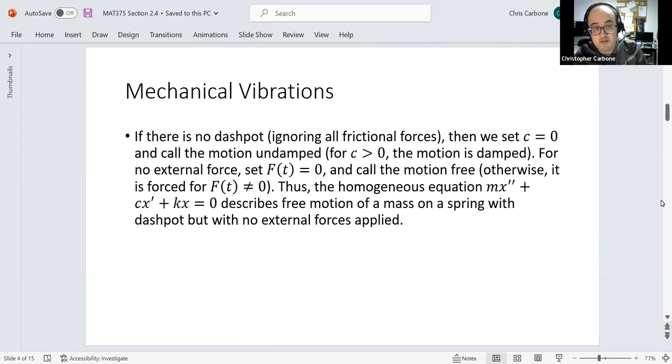But if there's no dashpot, and ignoring the frictional forces, we could set C to be zero and call this motion undamped. If C is greater than zero, the motion is damped. For no external force, we would set F of t equal to zero and call that motion free. Otherwise, it is forced, where F of t is not zero. Thus, the homogeneous equation m times x double prime plus c times x prime plus kx is equal to zero describes the free motion of a mass on a spring with dashpot, but no external forces applied.